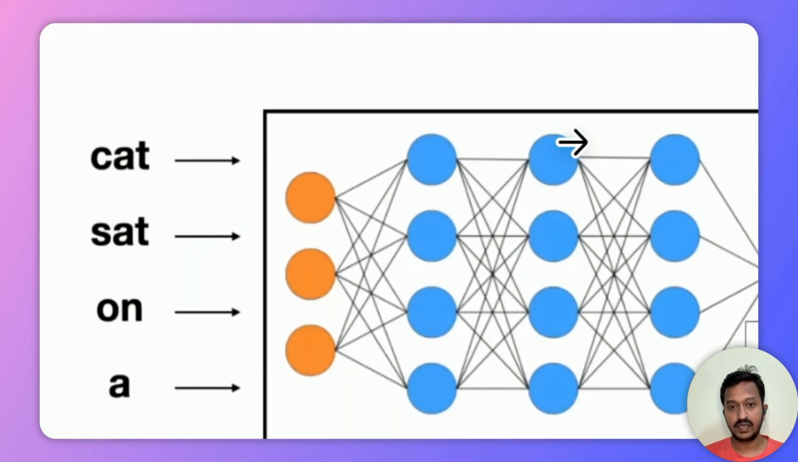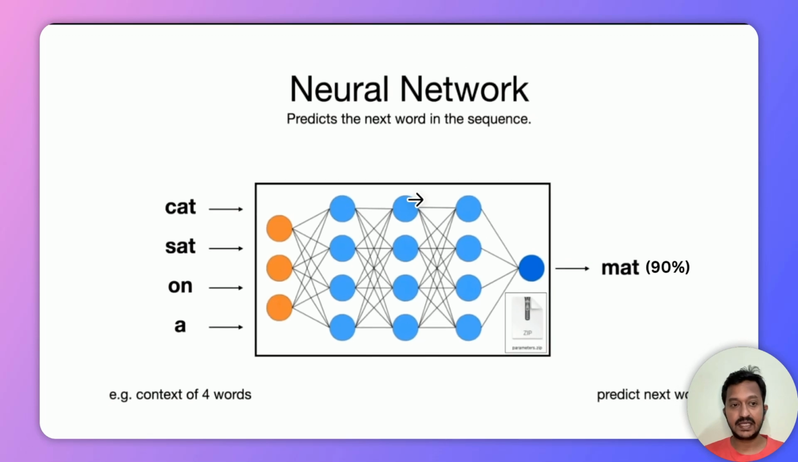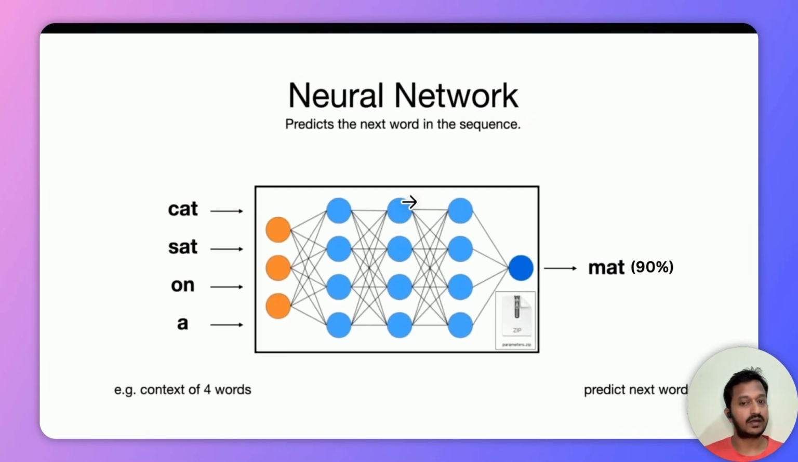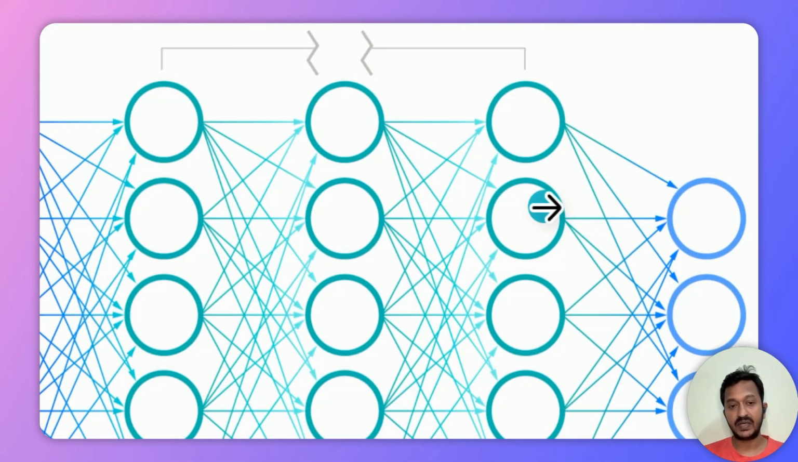So let's understand how these neural networks work. Basically, their main goal is to predict the next word in a sequence. For example, here, as you can see, "cat sat on a." It says that "mat" is the next possible word, and it is 90% accurate. That's how neural networks basically work. They predict the next word. Nobody knows what goes on in between these multiple hidden layers.